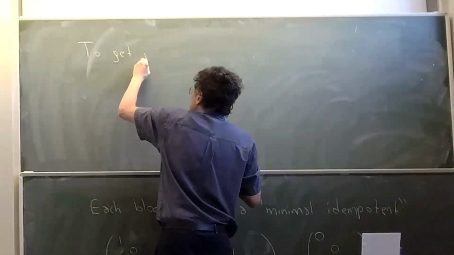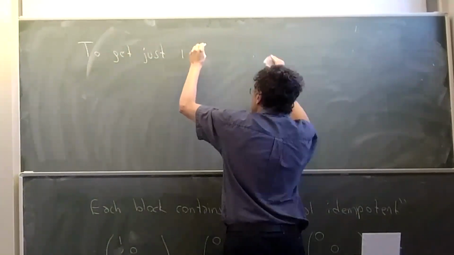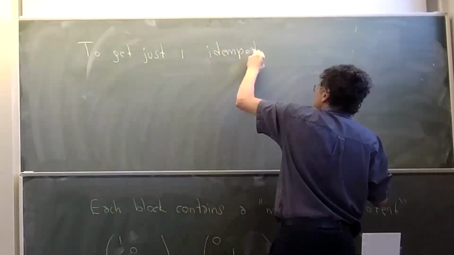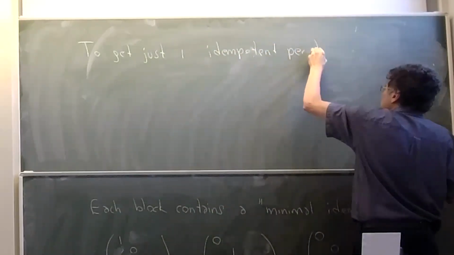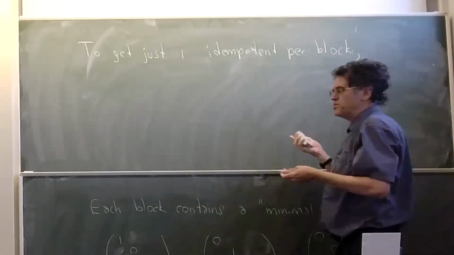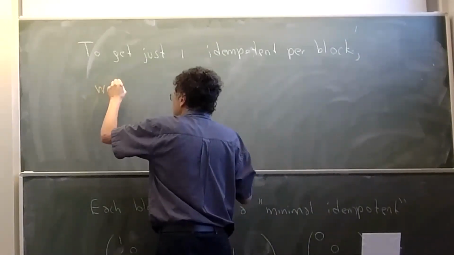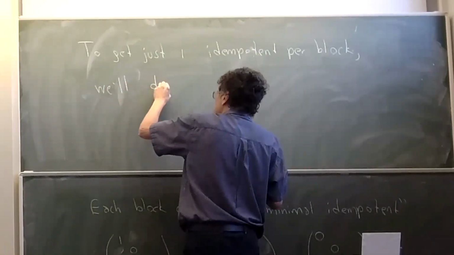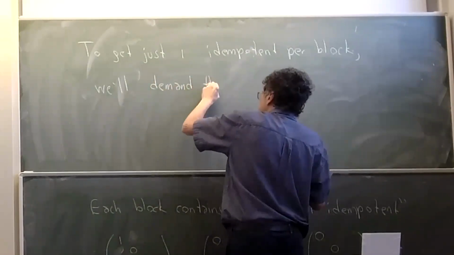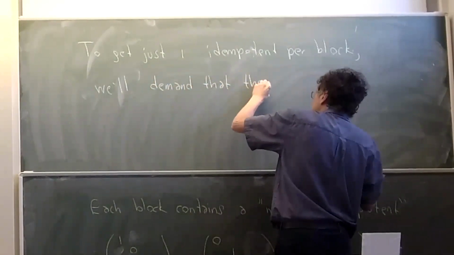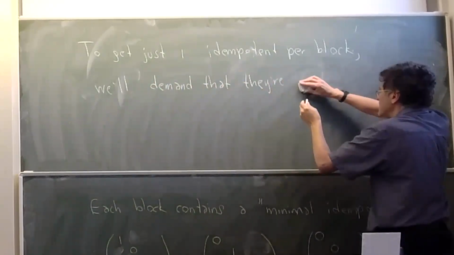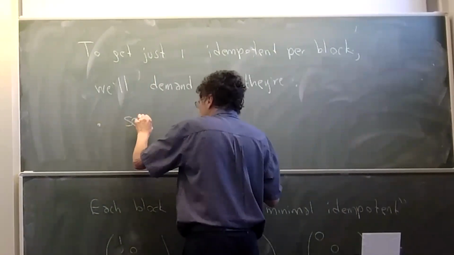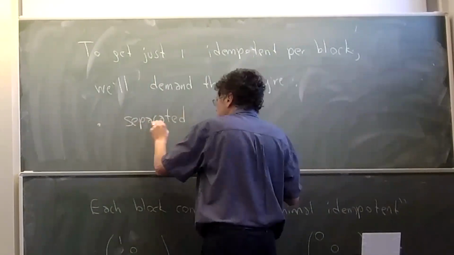And so for the not too many part, to get just one idempotent per block, what we'll do is we'll demand that they're what I call separated. There's probably some official name for this, and I don't really know it, so I just made something up. Separated. But what does that mean?